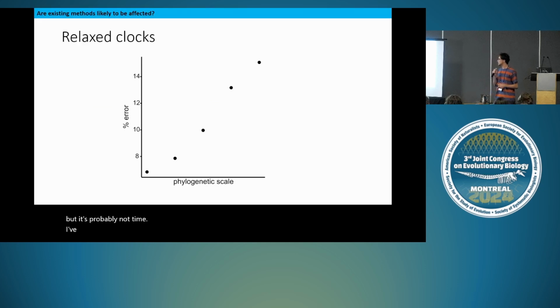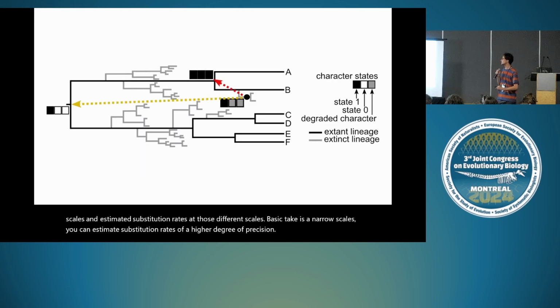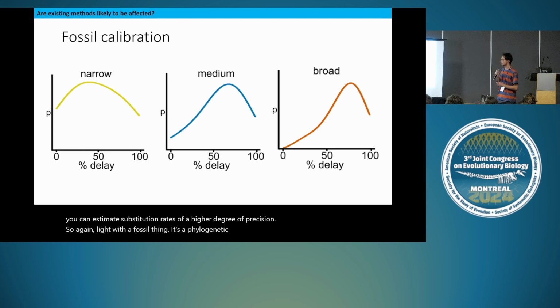I've done a related simulation in terms of implementing relaxed clock models as well. Basically, I'll just very briefly summarize. So I simulated phylogenetic trees at different phylogenetic scales and estimated substitution rates at those different scales. The basic take-home is that at narrower scales, you can estimate substitution rates with a higher degree of precision. So again, like with the fossil thing, it's a phylogenetic scale-dependent effect that could potentially, or is likely to, cause error in the resulting divergence times. And that's important because divergence times underpin a lot of the other methods that we use.